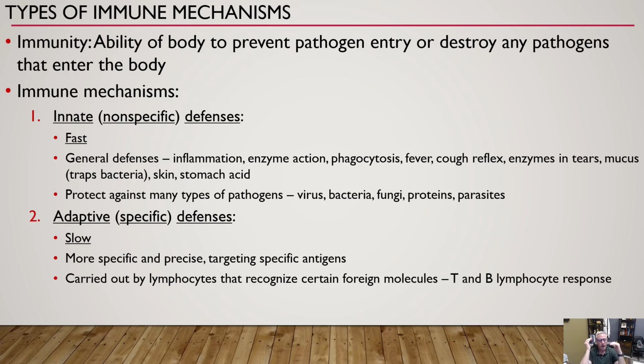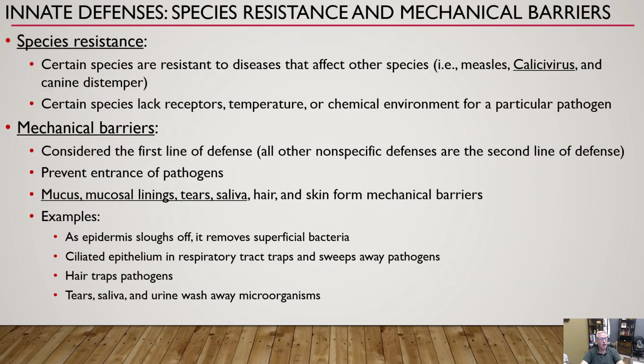All right. So with innate, the body doesn't know what type of bacteria. It just says, we're not going to let it in. The body doesn't know. All right, so we have this thing called species resistance, where certain species can get a disease and other species cannot. So humans can get measles, other animals cannot.